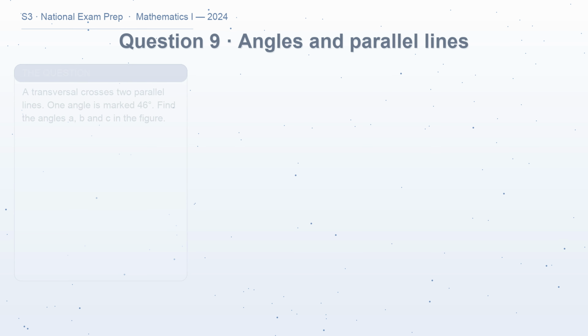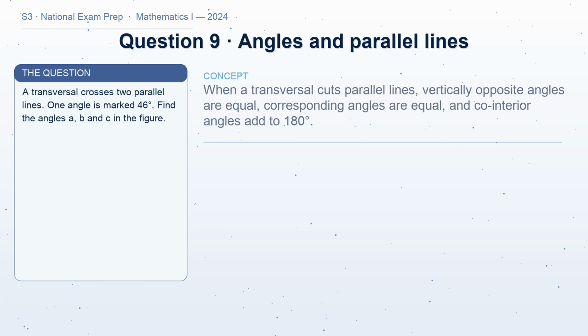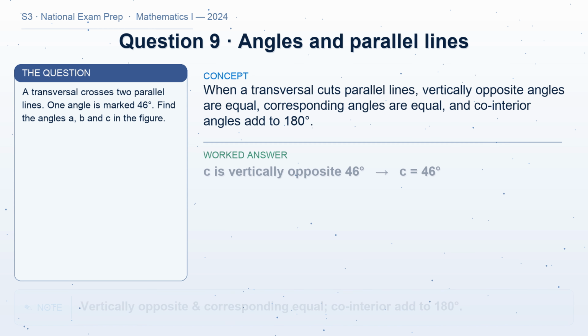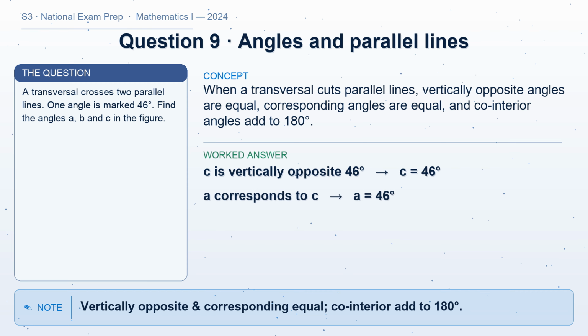Question 9. A transversal crosses two parallel lines and one angle is marked 46 degrees. Find the angles A, B, and C. Here are the rules for parallel lines. Vertically opposite angles are equal, corresponding angles are equal, and co-interior angles on the same side between the lines add up to 180 degrees. Angle C is vertically opposite the 46 degrees, so C is 46 degrees.